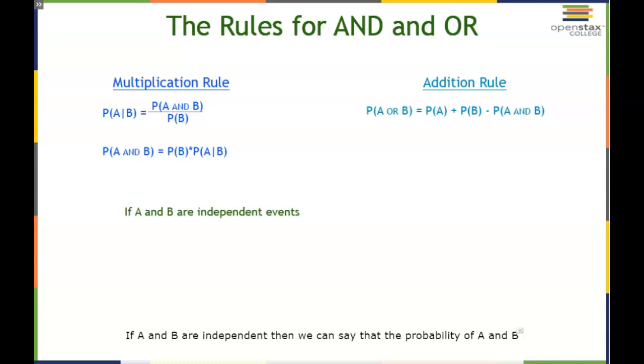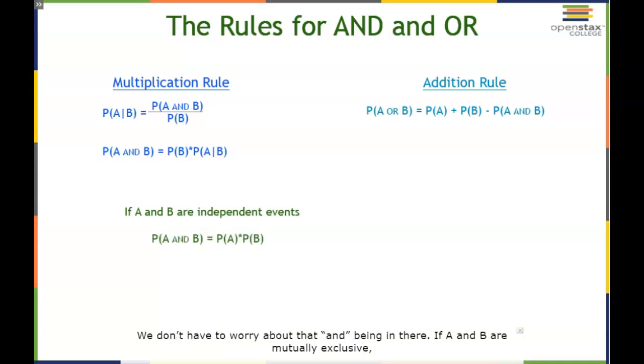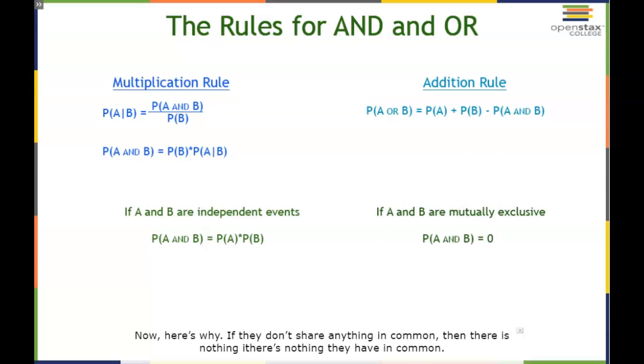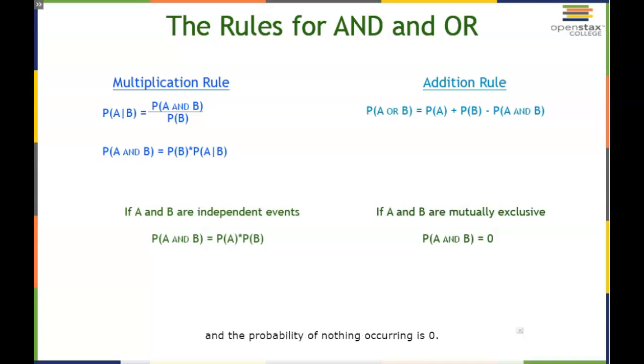If A and B are independent, then we can say that the probability of A and B is just the probability of A times the probability of B. We don't have to worry about that "and" being in there. If A and B are mutually exclusive, meaning they don't share anything in common, the probability of an "and" is 0. Now, here's why. If they don't share anything in common, then there's nothing they have in common, and the probability of nothing occurring is 0.